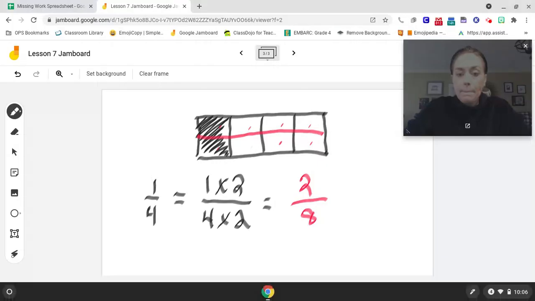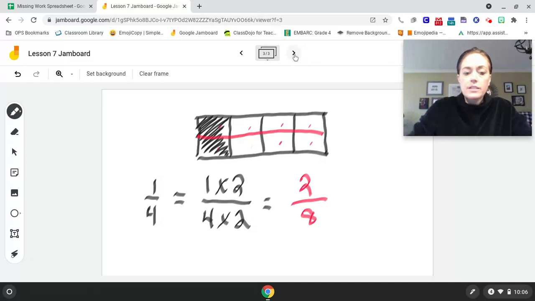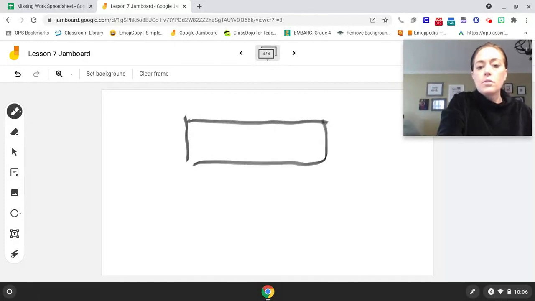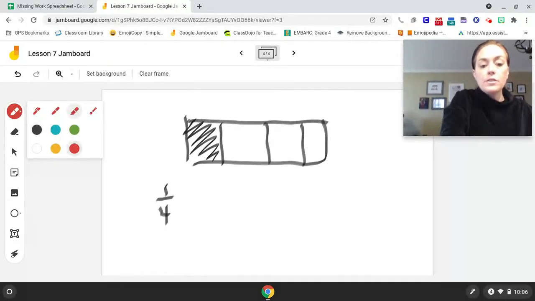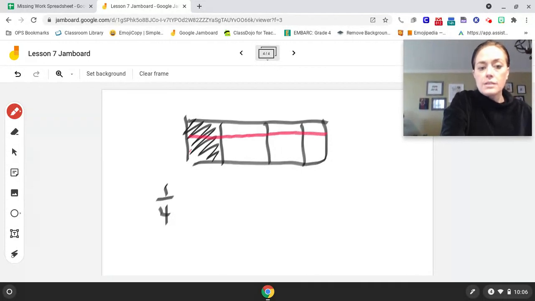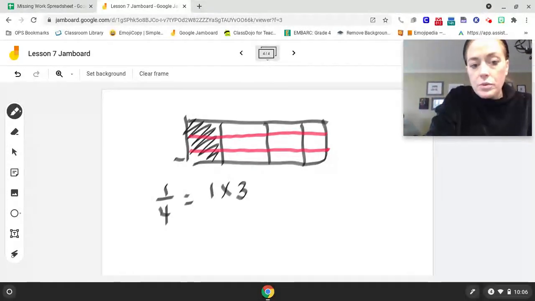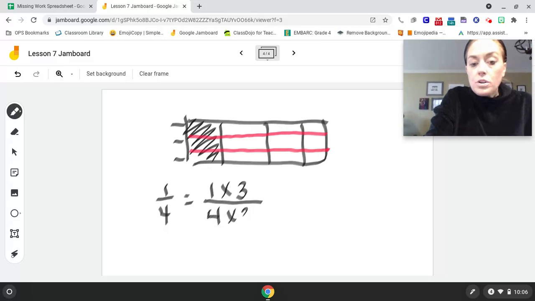Let's look at that. So let's take it and do the same thing. Let's look at 1/4. Okay, so here's 1/4. And this time, instead of 1 horizontal line, let's see what would have happened if you drew 2. So let's draw 2 horizontal lines. When you draw 2 horizontal lines, that means you're saying 1 times 3, right? Because now I have 3 different groups. 1, 2, 3. I have 3 rows. And I have to do the same thing to the bottom, right? So I have to do 4 times 3.